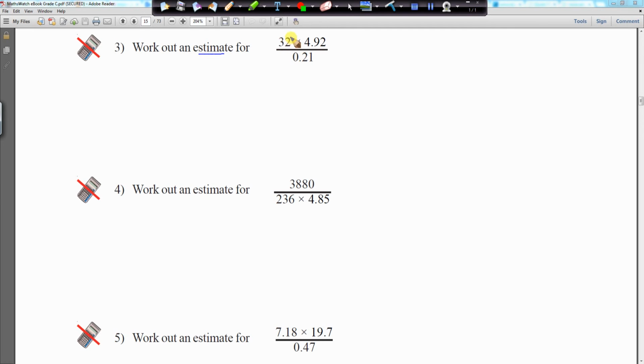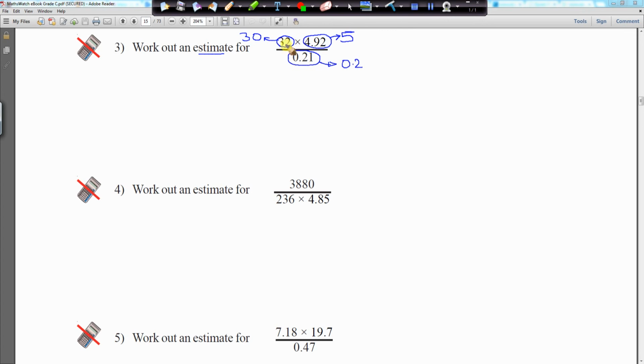What we're going to do is round these numbers off to nice, I call them chunky numbers. So 32 will be rounded off to the nearest 10 to give us 30, because it's closer to 30 than 40. 4.92, we can round this off to the nearest whole number. That'll give us 5. 0.21, if we round this off to the nearest whole number, it'll give us nothing. It'll actually cause the question to fail. We won't be able to do the question. It'll cause a mathematical error. We can round this off to the nearest tenth, so that'll give us 0.2.